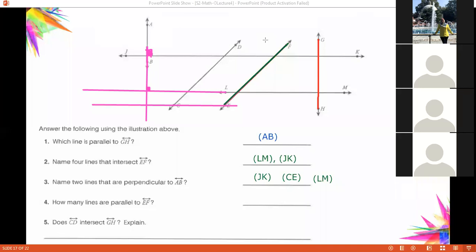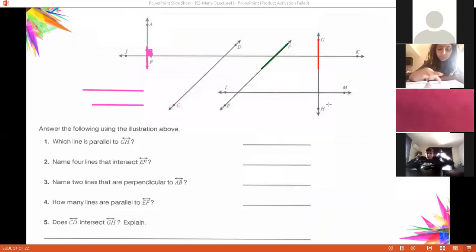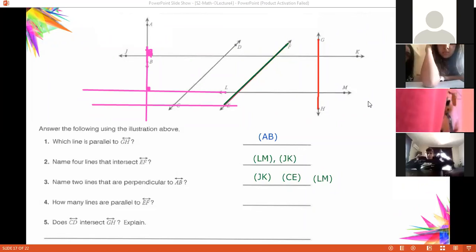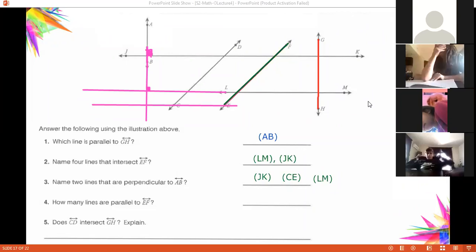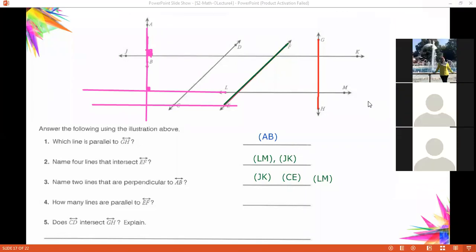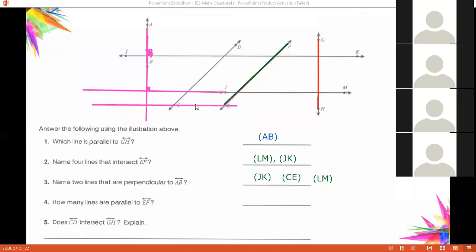What about GF? No, GF is not parallel to EF. GD, no. Yalla Nancy: CD. Yes, very good, Miss. This is extra, I'm adding an extra line. This is CD. Okay, so CD and EF are parallel. Very good. So I'm going to write here CD.